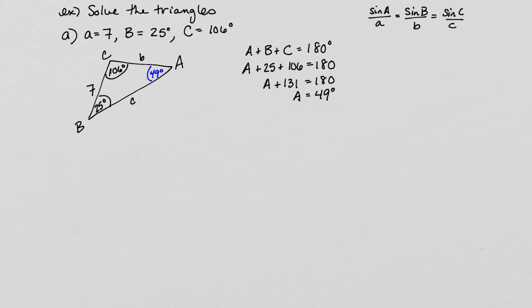So I know that the sine of 49 degrees over 7 has to be equal to, so we're going to look for B, so we're going to use the sine of capital B. So this would be the sine of 25 degrees over lowercase b. So basically I just set up my ratio there using the law of sines. Questions about how I set up the ratio?